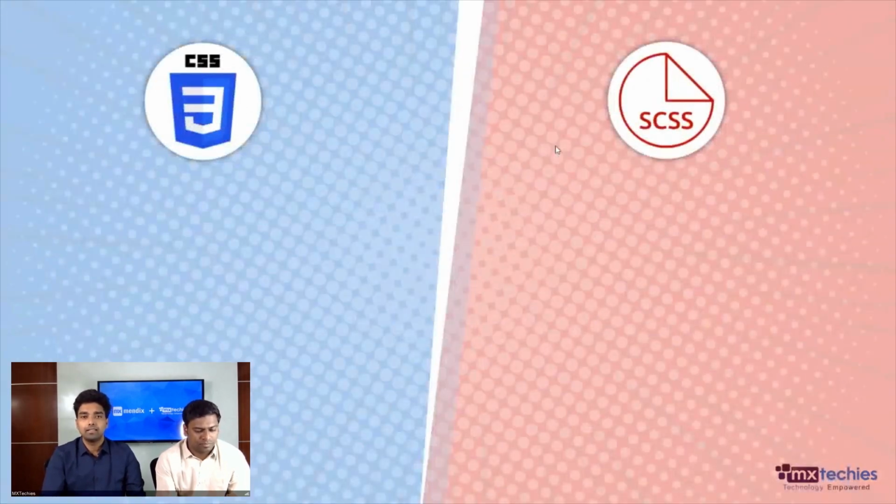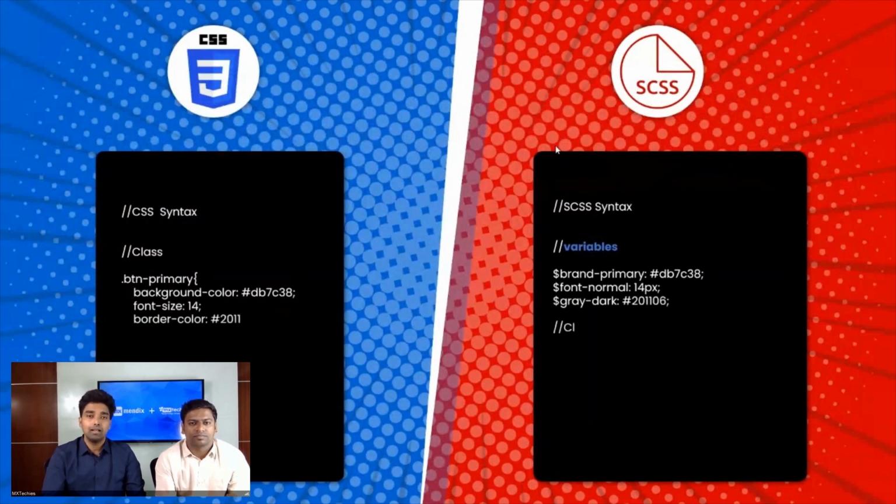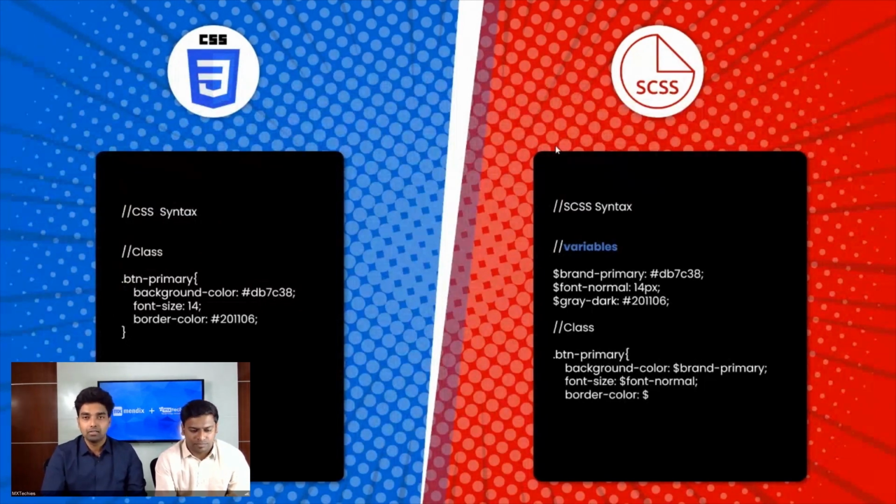Let's quickly compare CSS and SCSS. So we have two syntaxes. In CSS syntax, a class selector button primary applies several style properties. The values of properties are hard-coded for color codes and font size values. In the SCSS code snippet, variables brand primary, font normal, and grayed out are defined. By using these variables, you can easily change the value in a single place and have those changes reflected across your style sheets. SCSS also allows you to perform mathematical operations, use mixins, nesting, and more, a powerful, flexible way of writing CSS.